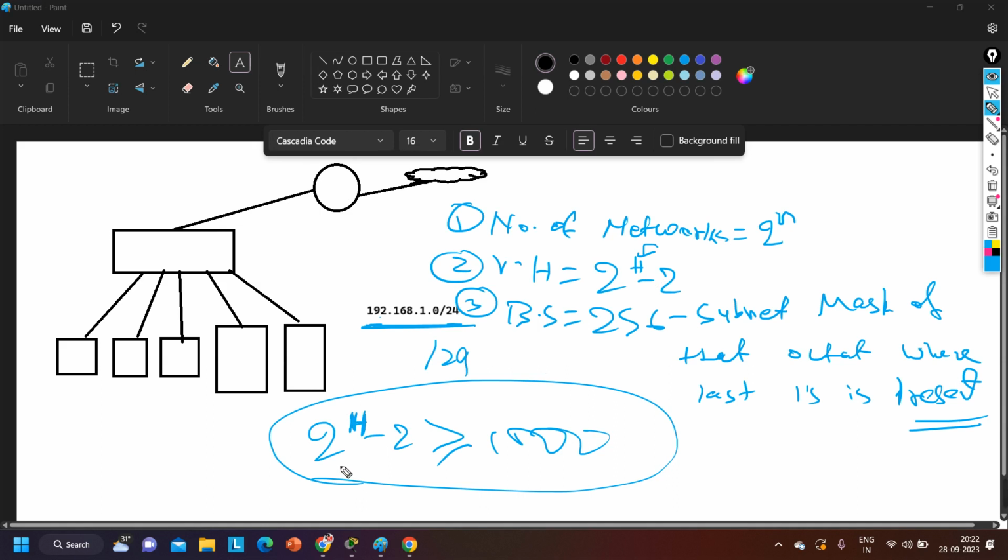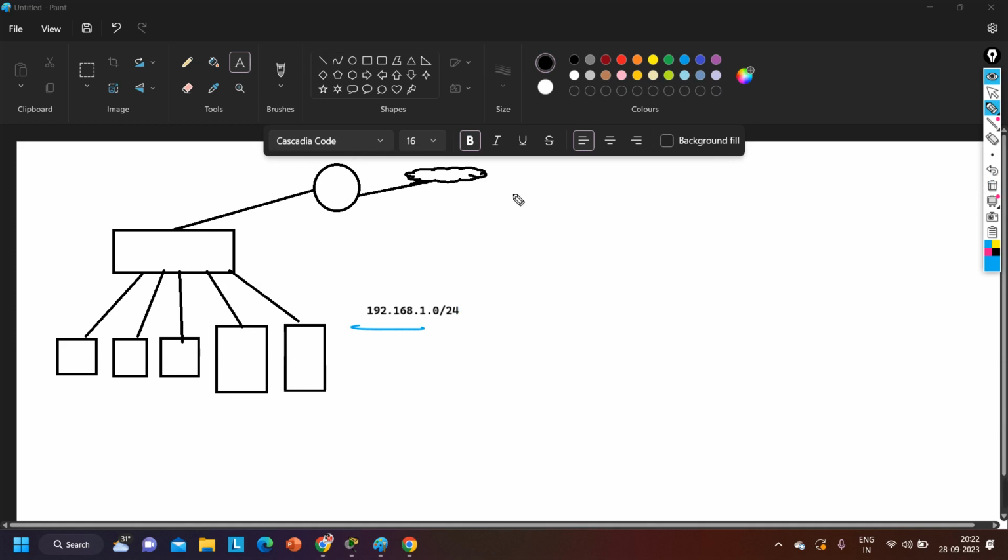So h here, we can consider, is the number of bits borrowed from the network side? No, this one is network bits, and this is host bits. How many host bits are available in this network, 192.168.1.0/24? 8 bits. That means 2 to the power 8 minus 2 valid IP addresses are there.